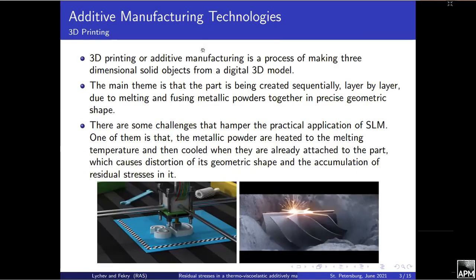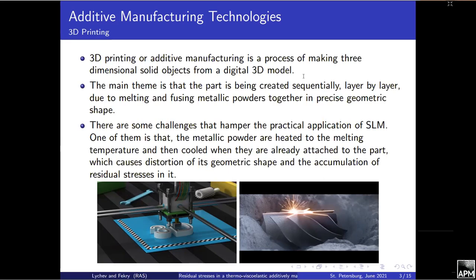Additive manufacturing technology is also called 3D printing. It's a process of making three-dimensional solid objects from digital 3D models. The main idea of this technology is that the part is created sequentially, layer by layer or part by part, by melting and fusing metallic powder together into a given geometric shape.